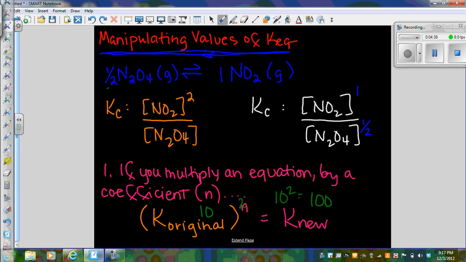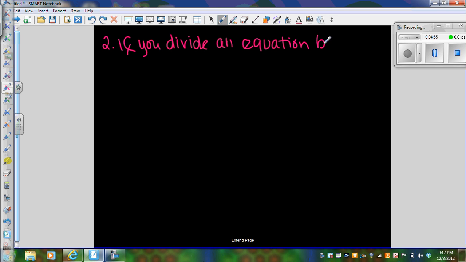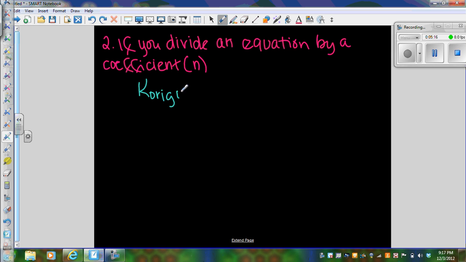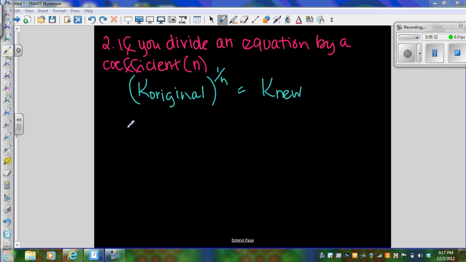So if we want to come up with a rule for that, rule number 2 would be: if you divide an equation by a coefficient, and when I say coefficient, I mean a number, and I'm going to call it n, what you'll do is take the original equilibrium constant and raise it to 1 over the nth power, and that will get you your new equilibrium constant.